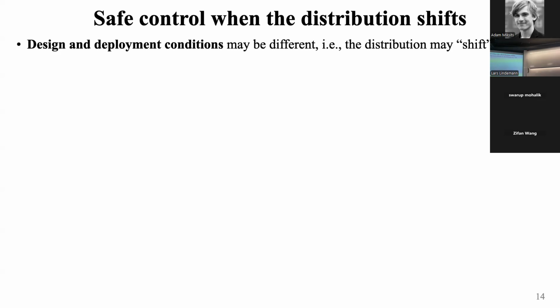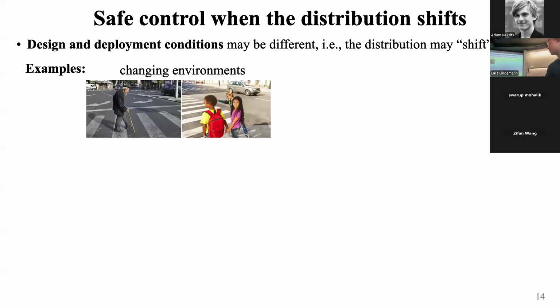For me, a distribution shift is when the design and the deployment conditions are different, right? I design my systems under certain conditions, and when I deploy it, those conditions have changed. Then I talk about a distribution shift. For instance, what we talked about before is we collected a data set of pedestrians, right? This could be close to a nursing home, old people, but now we want to deploy our system close to an elementary school with young children running around. Obviously, the walking pattern of these are different, and our safety guarantees wouldn't necessarily hold anymore, right?